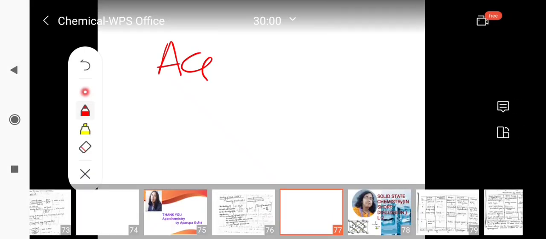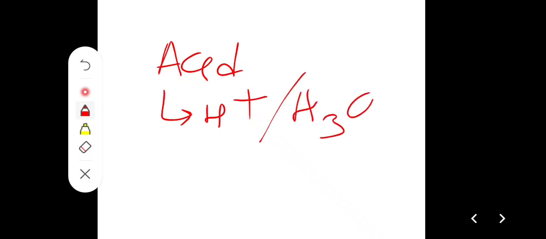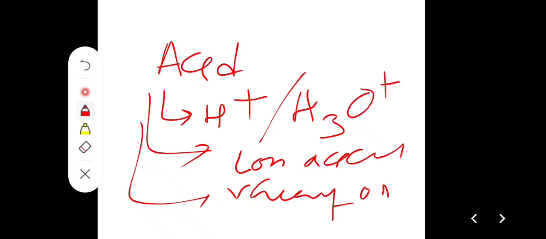Acids should furnish H plus or H3O plus. They can be lone pair acceptors. They may have a vacant orbital to accept a lone pair. And other concepts are also there, oxide acceptor and so on.